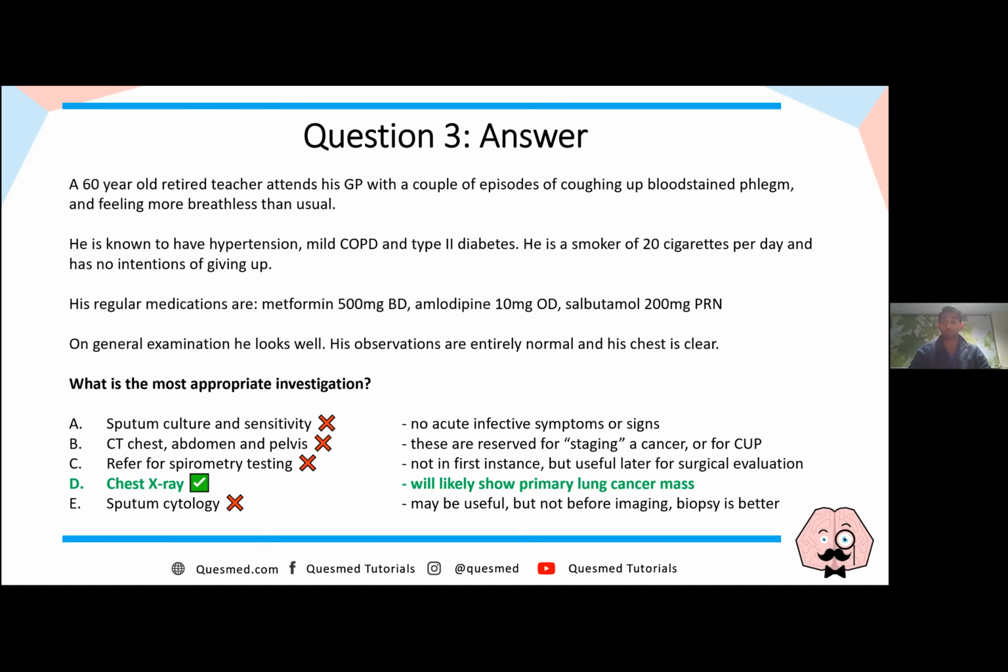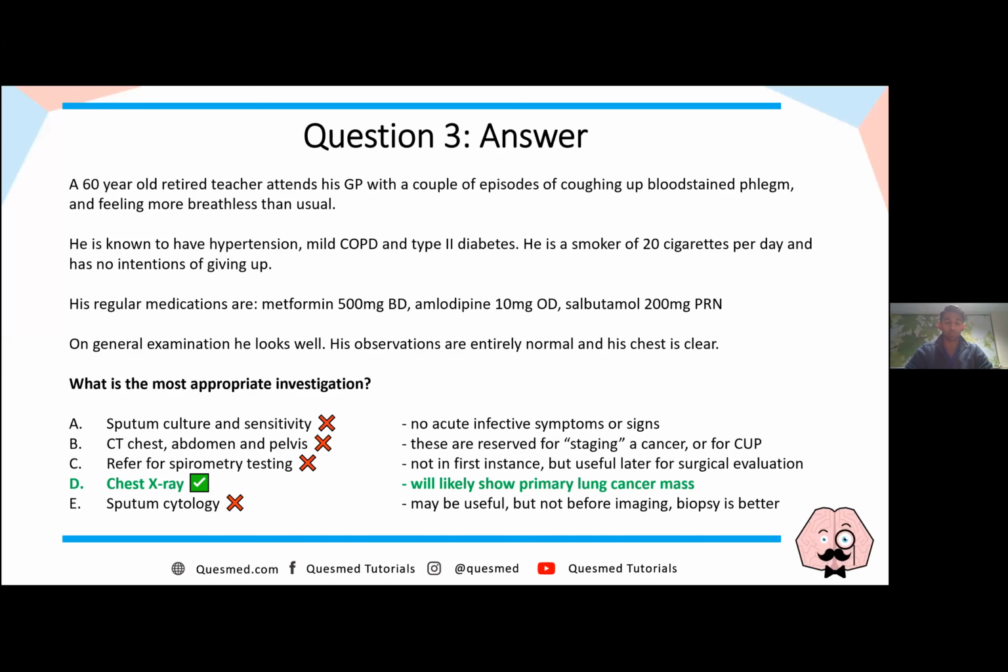So in general, the targets are if you have more than 2 liters of FEV, you could theoretically have a pneumonectomy. If you had more than 1.5 liters of FEV, you could have a lobectomy. But we say this isn't part of the diagnostics, this is part of surgical pre-evaluation. And then option D, this is simple, you're in the GP, you can request this, and it's the most likely to show a primary lung cancer, which then will inform your further investigations.